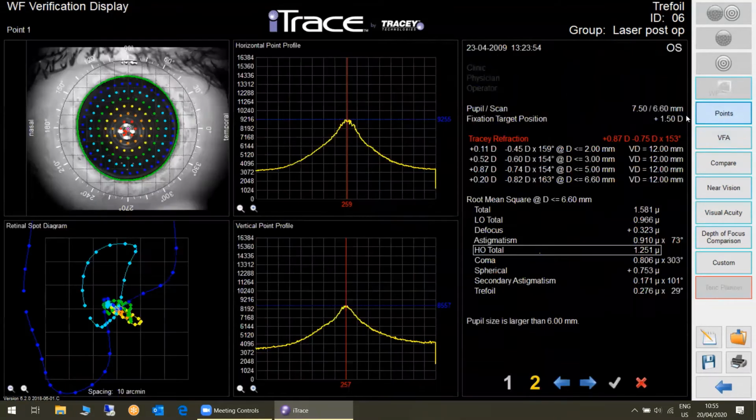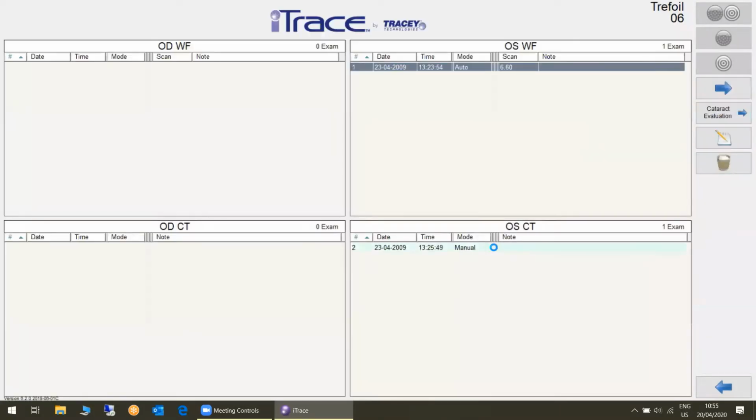Now, why? Look at this pupil. The patient has a pupil of 7.5 millimeters. And this is a young guy who had laser vision correction. Let's now have a look at the topography.